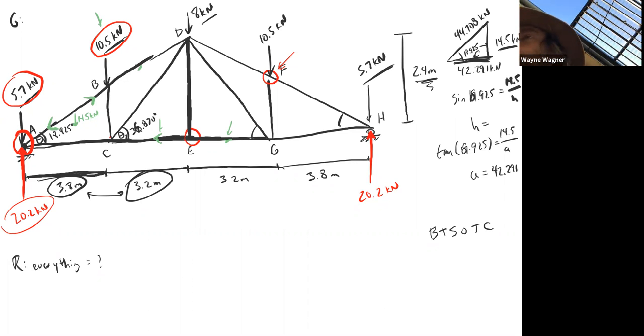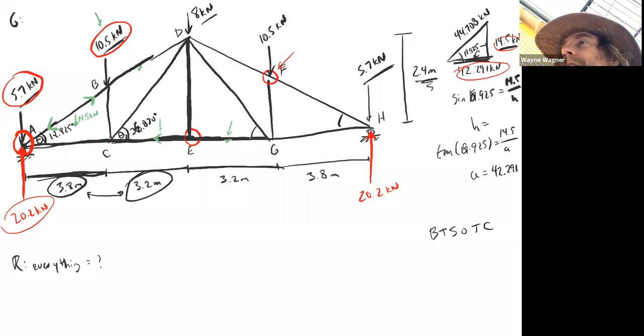So let's do 42.291 squared plus 14.5 squared. Take the square root of that. 44.708. Okay, so it's probably correct. So as you work, it's always a good idea to check your triangles by just doing a little Pythagorean theorem. Okay, so now I can go back over here and I know that this is going off to the right at 42.291.